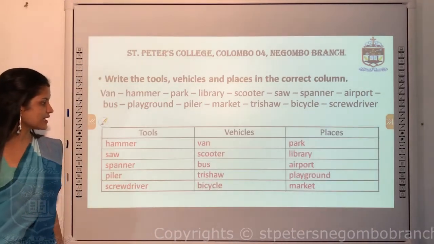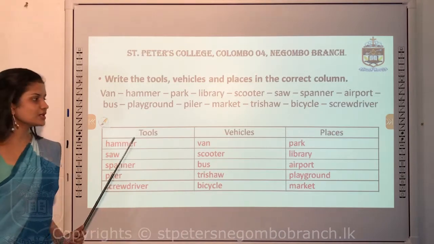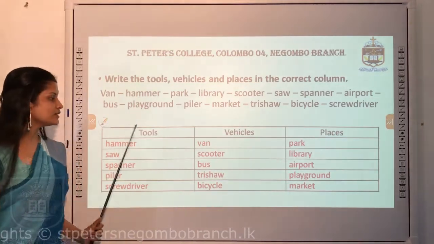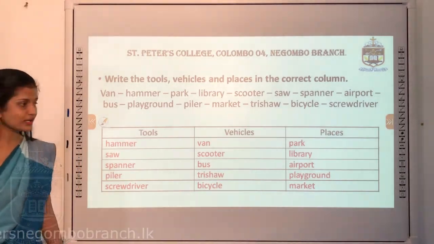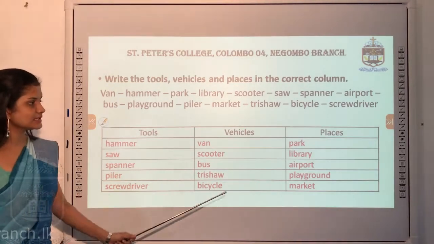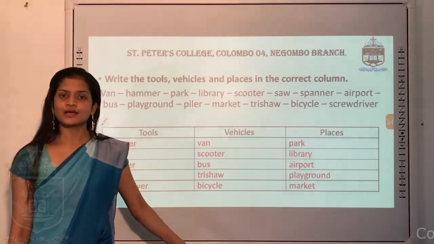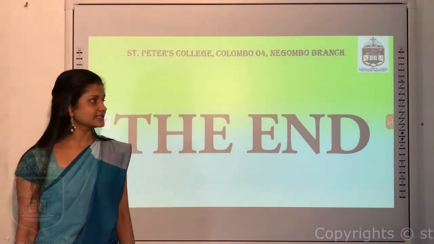Now here we go for the answers. Three columns separately, three answers separately you have to write. Tools separately, vehicles and the places. That's the end of the second segment.